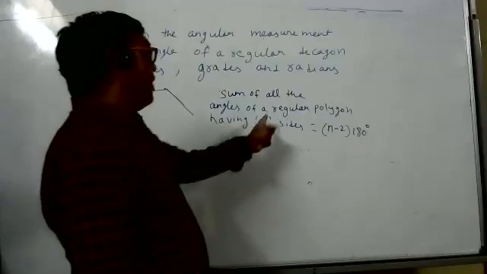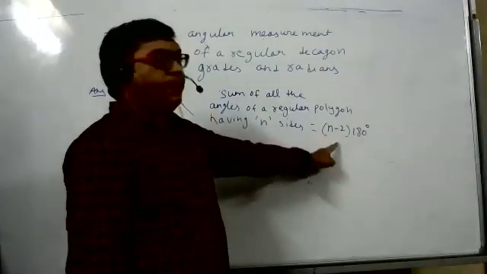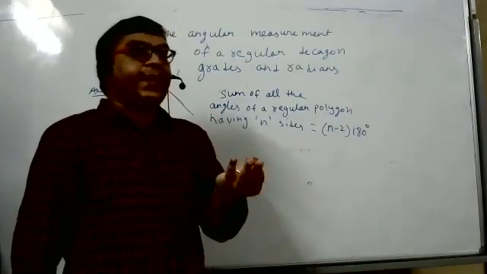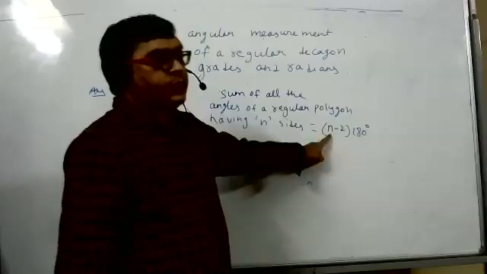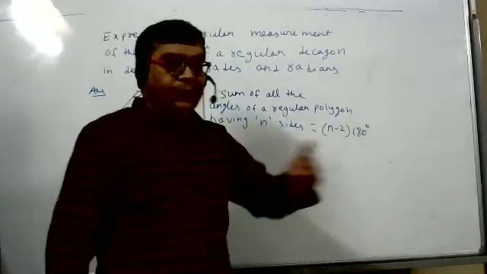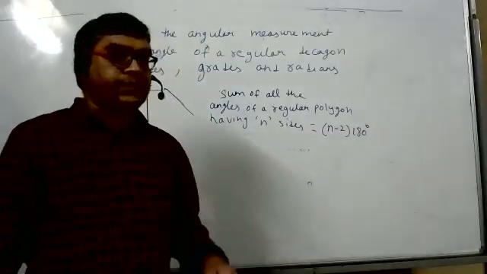How to find the sum of all the angles of a regular polygon? n minus 2 into 180. Shall we check for a triangle? A triangle has how many sides? 3. In the place of n, what should we put? 3. So 3 minus 2 into 180, which is 180. The sum of all the angles of a triangle is 180.